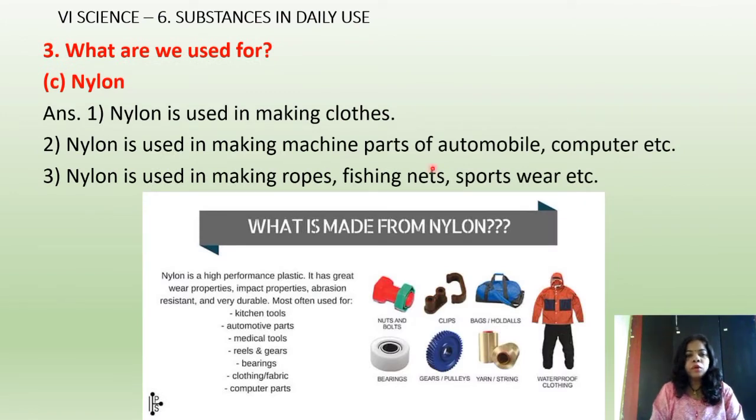Next one, nylon. Nylon is used in making clothes. Nylon is used in making machine parts of automobiles, computers, etc. It can resemble plastic, children. It is used in making many spare parts of automobiles and computers. See the different uses of nylon here. Don't think that nylon is just a cloth. Nylon can be converted into a hard substance also, children. Nylon is used in making ropes, fishing nets, sportswear, etc. These are the different uses of nylon. See, children.